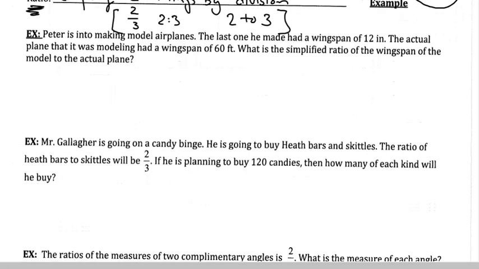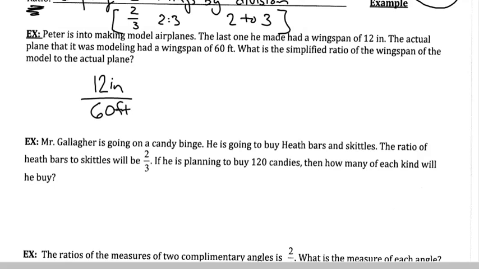So if we're looking at ratios, ratios a lot of times are used with like blueprints and scale models and stuff like that. So if we look at this problem right here, it says Peter's into making model airplanes. The last one he made had a wingspan of 12 inches. The actual plane it was modeling had a wingspan of 60 feet. What is the simplified ratio of wingspans of the model to the actual plane? Okay. Now some people would write it like this. 12 inches to 60 feet.